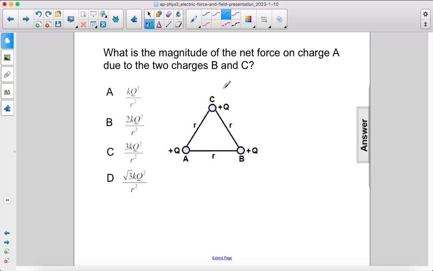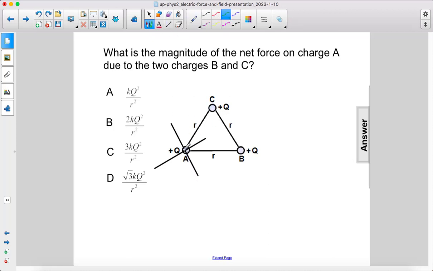What is the magnitude of the net force on charge A due to the two charges B and C? All right, so we need some axes here. And I'm going to make my axes a little weird. It's going to go like this and like this. And you'll see why very shortly.